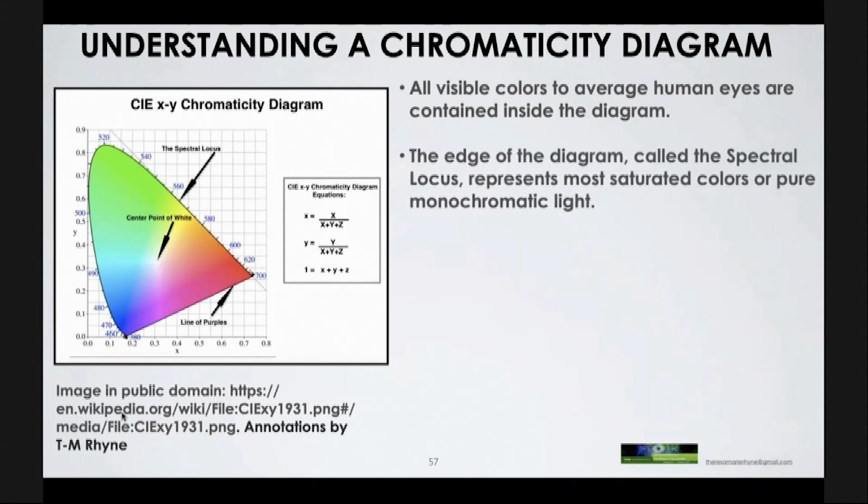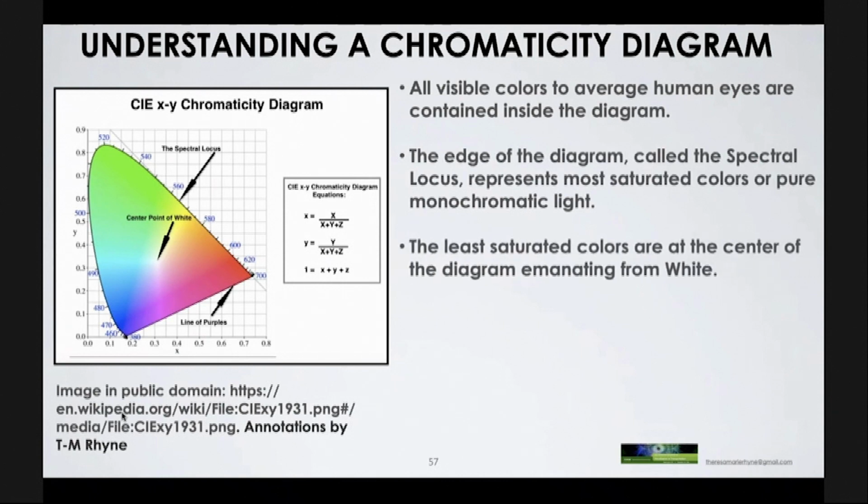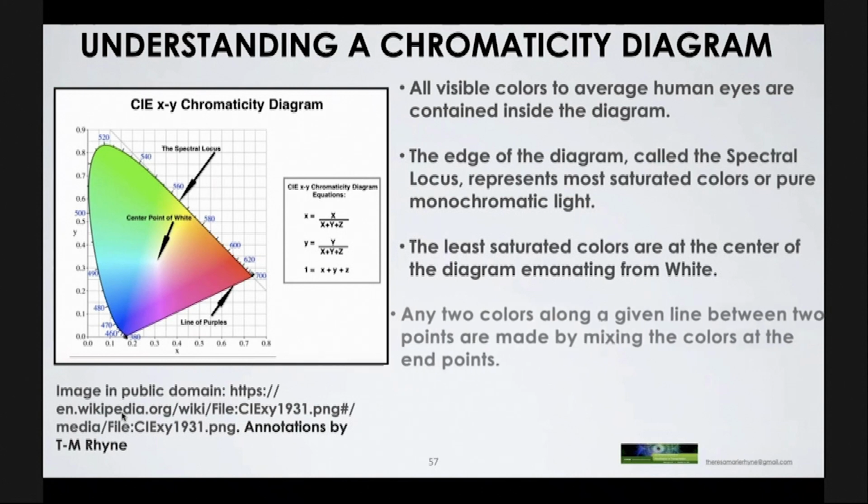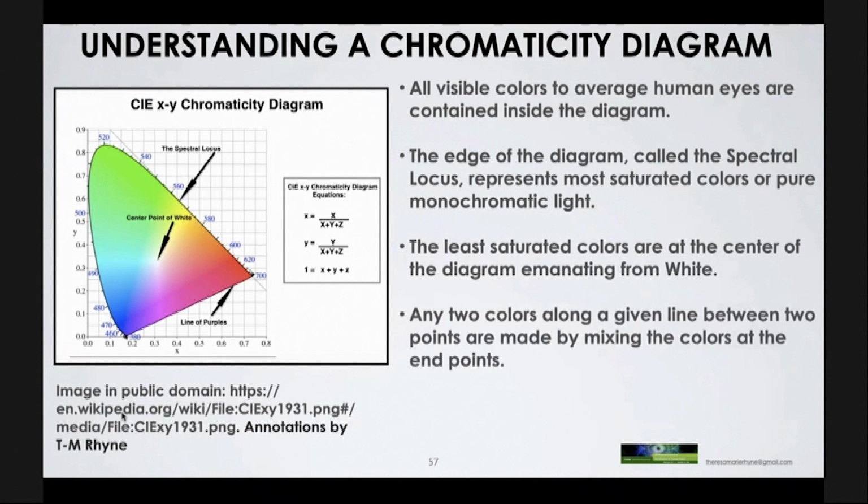The edge of the diagram is the spectral locus, and then you have to have this white point of the colors. So you have to have a center, a white point. And the least saturated colors are in the center, and the fully saturated on the edge. And then any two colors, if you combine them together, you'll get a color inside this. So let's look at the line of purples at the bottom. If I combine, of course, red and blue together, I'm going to get that magenta that's kind of in the center right down here. That's kind of how it works.